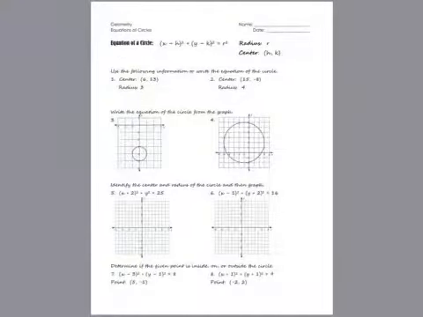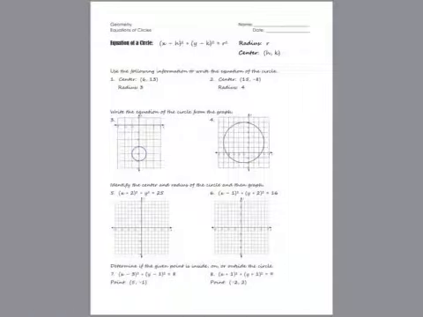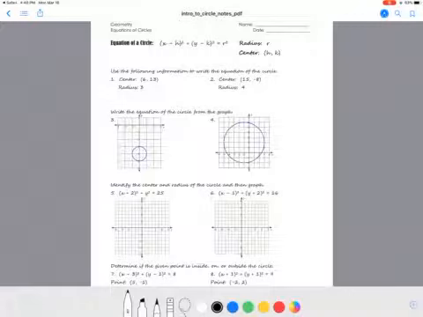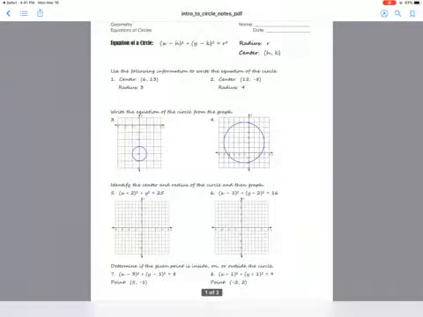Please feel free to pause the video as needed, okay? I'm going to keep rolling because I only have so many minutes of film, but pause as needed so you can get all this information down, okay? So, let's start on the equation of a circle. If you remember the parabola unit back in Algebra 1, this should seem familiar to you.